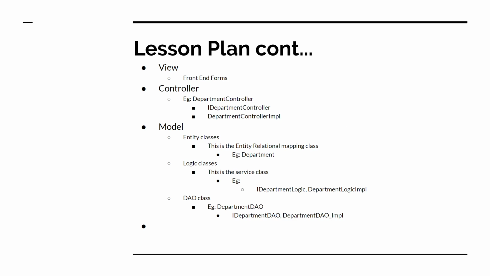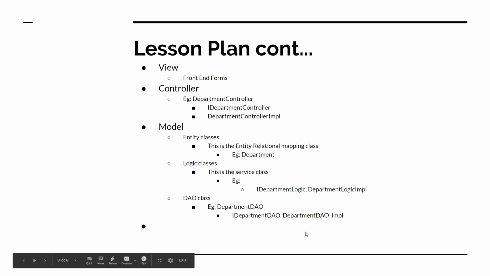Give me a sec. There's a small mistake in the slide, guys. I corrected it under the DAO. It said user DAO, but it should be department DAO. Because it's a department table, we'll be having the department data access object, and the DAO implementation and the interface.